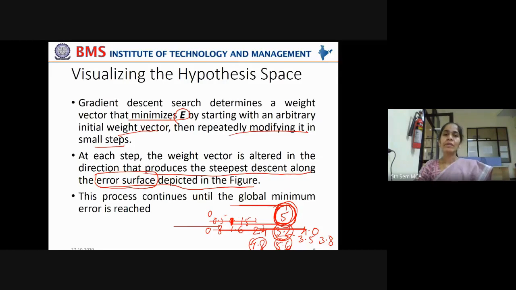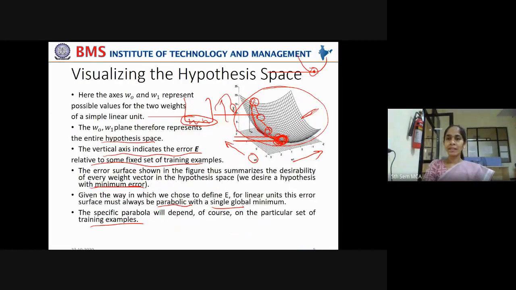Okay, at each step the weight vector is altered in the direction that produces the steepest descent. Steepest descent means reducing the error, steepest reduction in the error, that is called steepest descent along the error surface depicted in the figure. This process continues till the global minimum error is reached. Okay, in this case, what is the global minimum error? This one. Until this point is reached, it keeps on adjusting the weights.